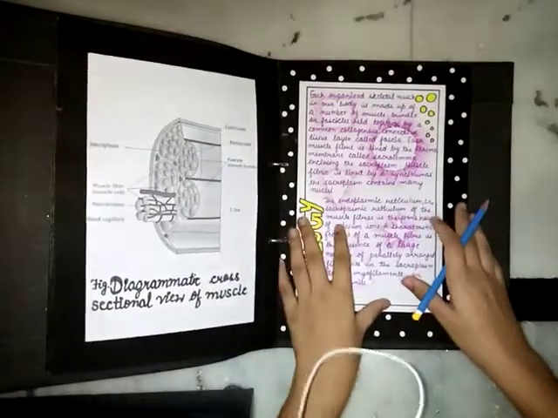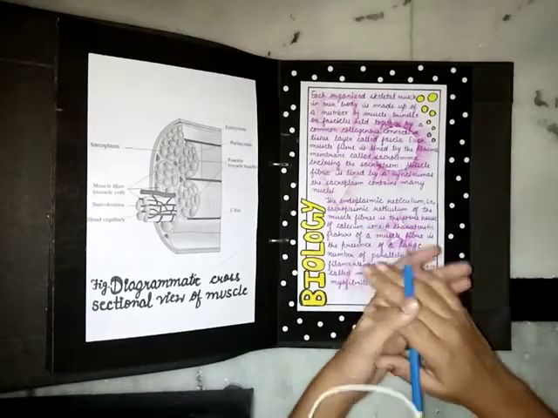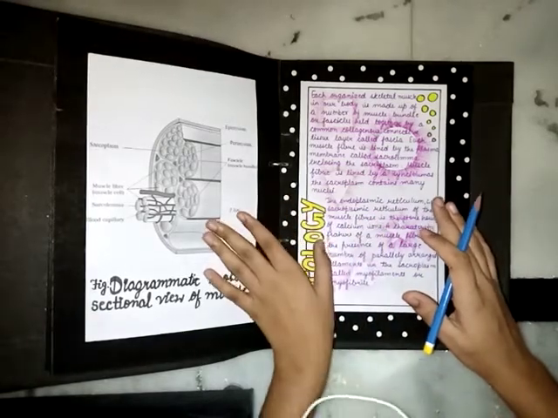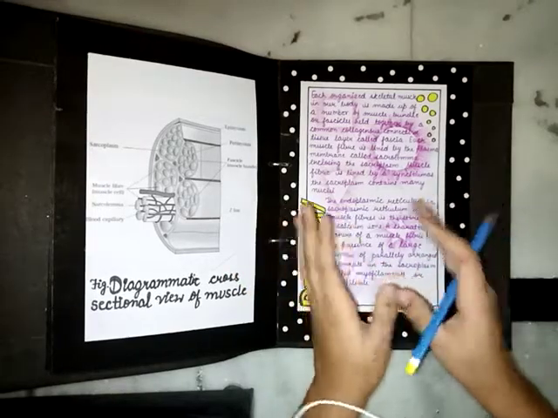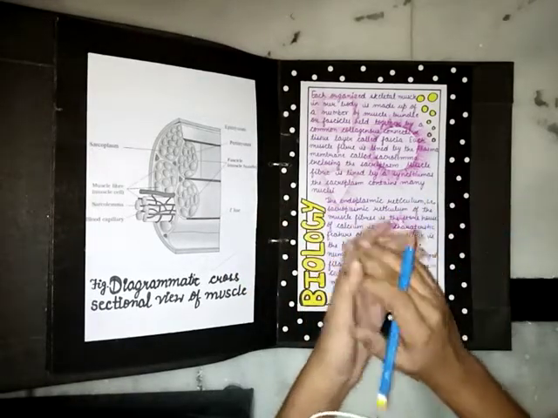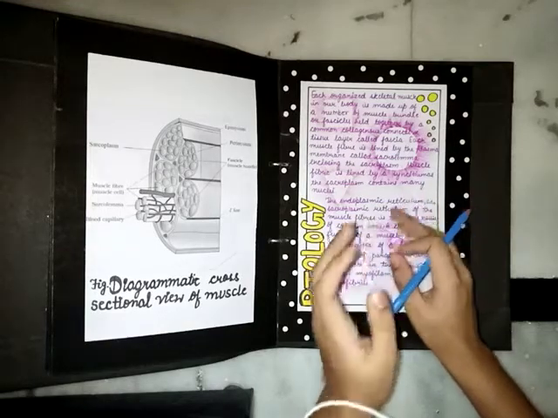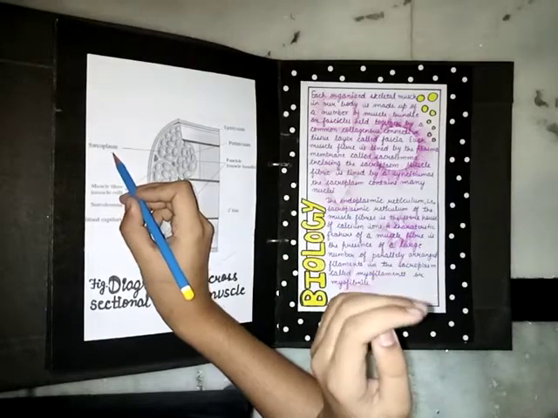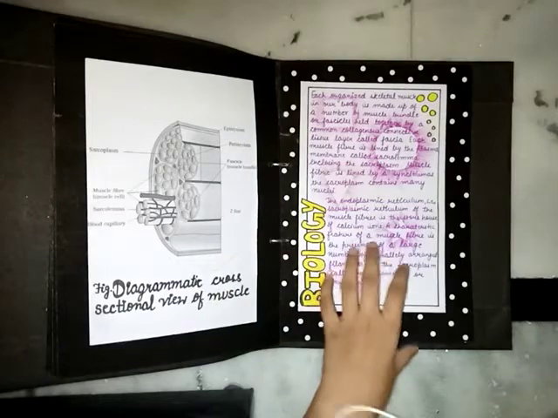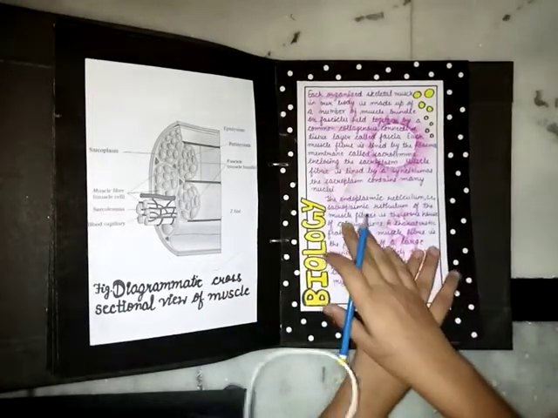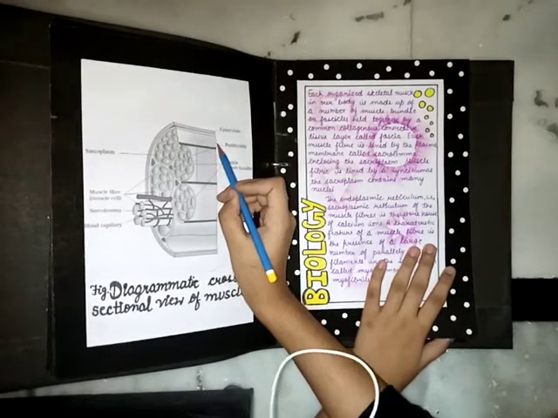Now each skeletal muscle is made up of a number of fascicles, and these fascicles are held together by a connective tissue layer, that is fascia. These muscle fibers are lined by plasma membrane called sarcolemma, and inside it the matrix is present, that is called sarcoplasm, which contains many nuclei. So this is epimysium, which is the outermost layer of the muscles.